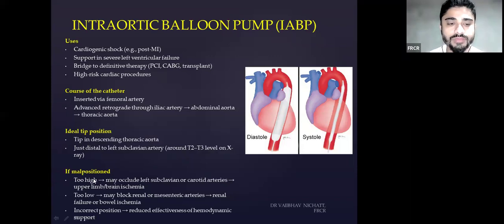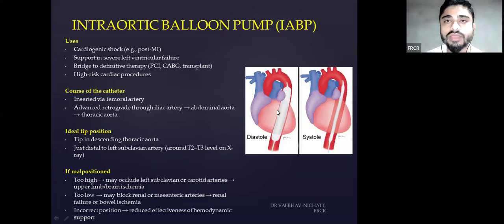So what happens if it is malpositioned? If it is high up, then this is the tip of the catheter. If it is high up, then it will cause occlusion or maybe some reduction of the blood flow through carotid arteries or subclavian arteries. If it is too low, then it might block mesenteric arteries or renal arteries that will lead to bowel ischemia or renal infarction. If it is incorrectly positioned, then there will be a reduced effectiveness of the hemodynamic support.